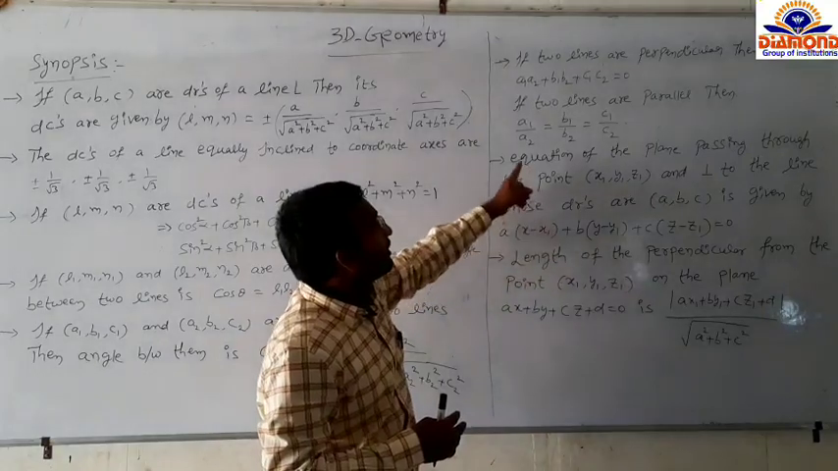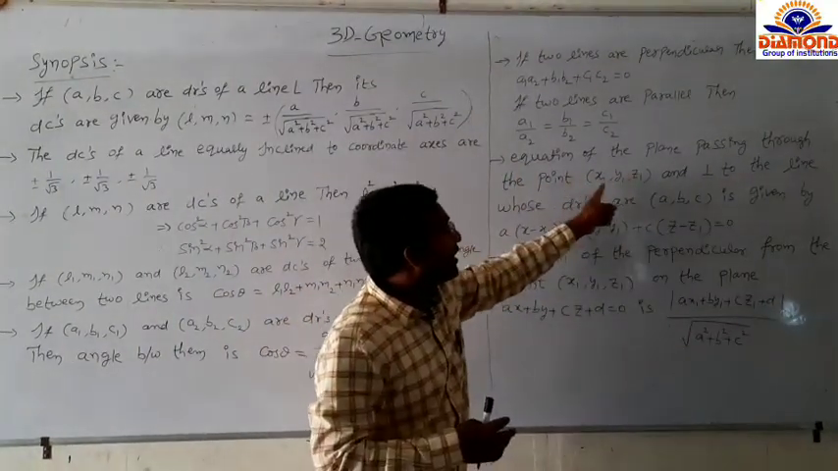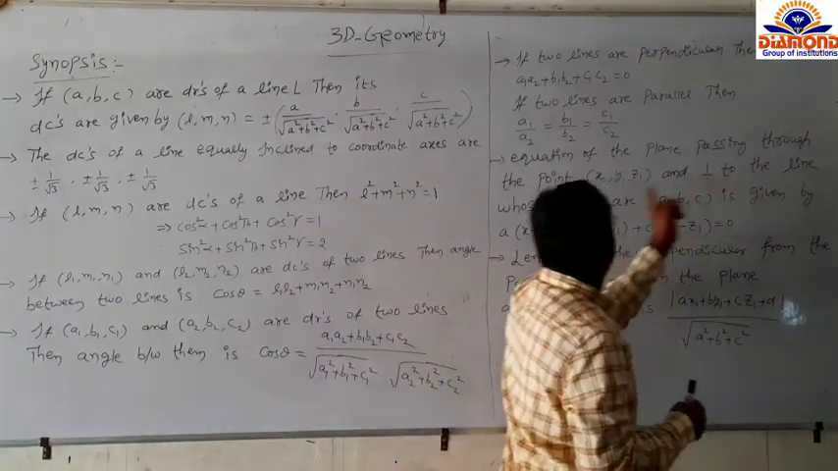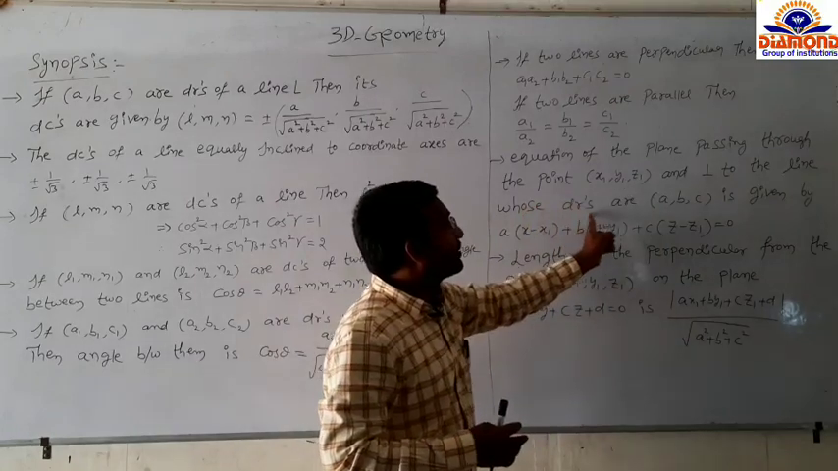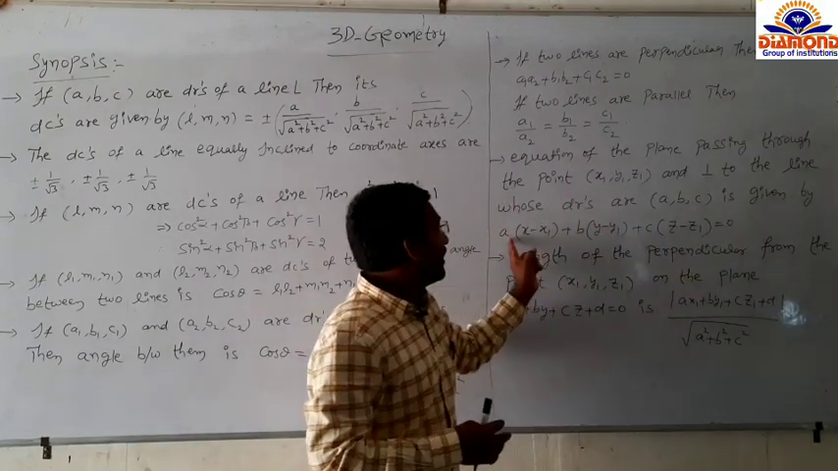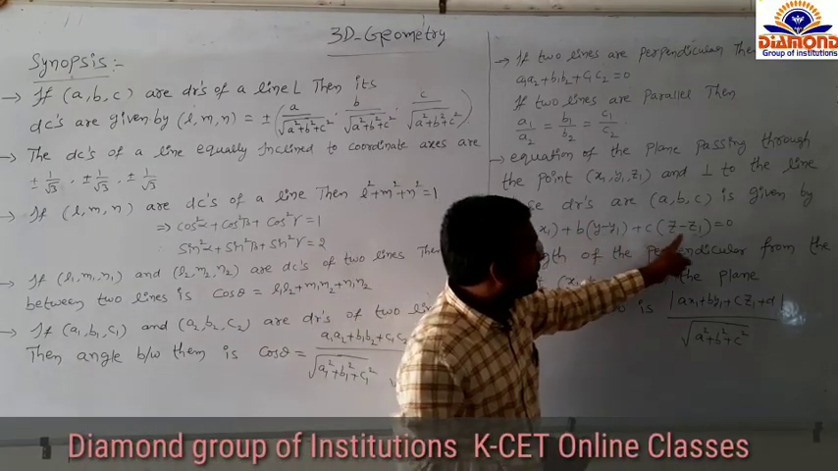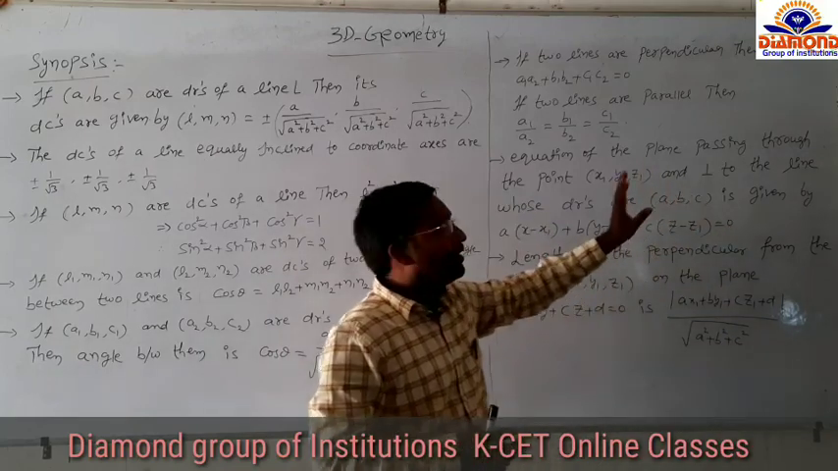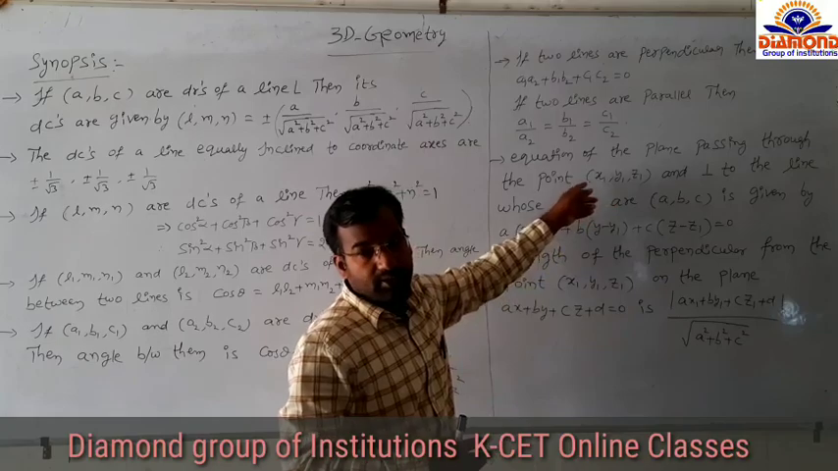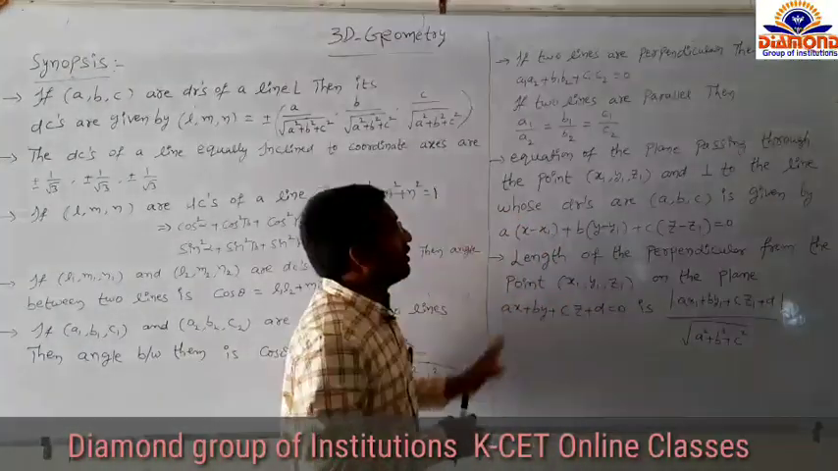Next, the equation of the plane passing through the point x1, y1, z1 and perpendicular to the line whose direction ratios are A, B, C is given by A into (x minus x1) plus B into (y minus y1) plus C into (z minus z1) equal to 0. Here x1, y1, z1 represents the passing point, and A, B, C are direction ratios of the normal.